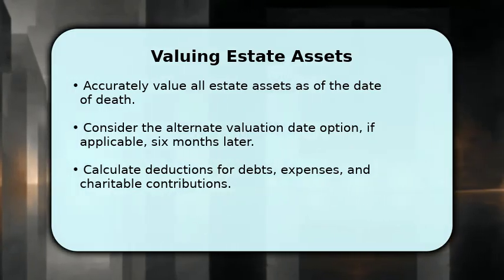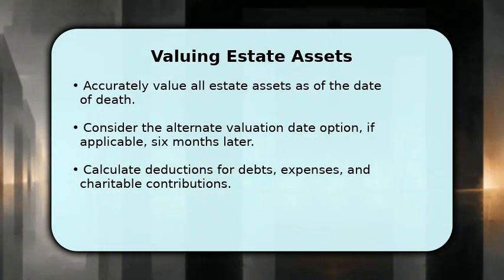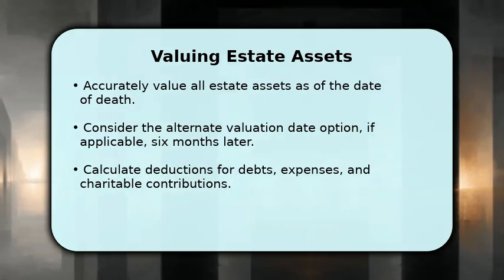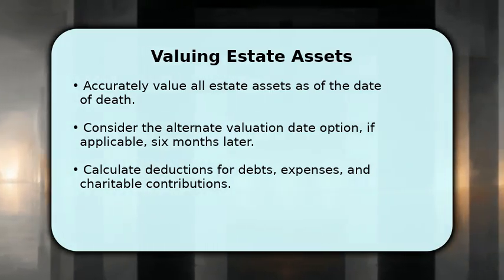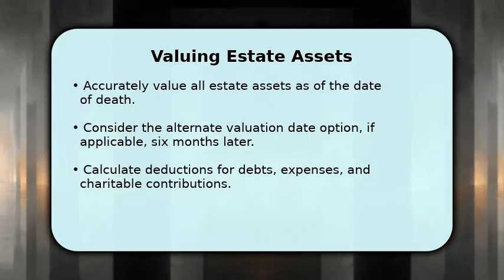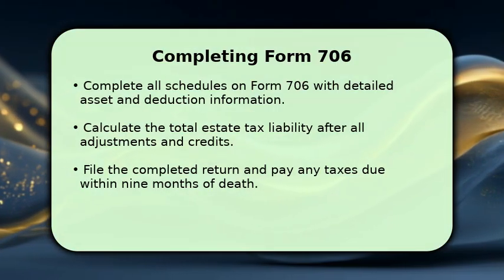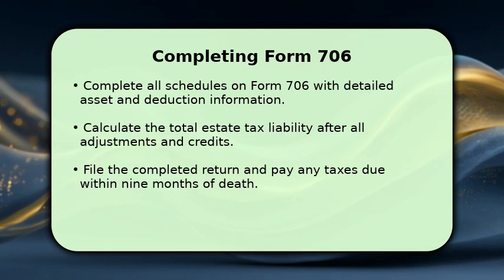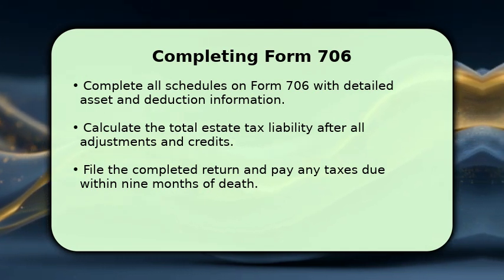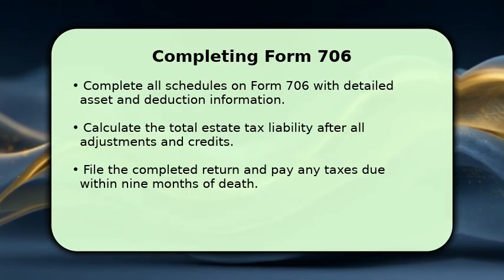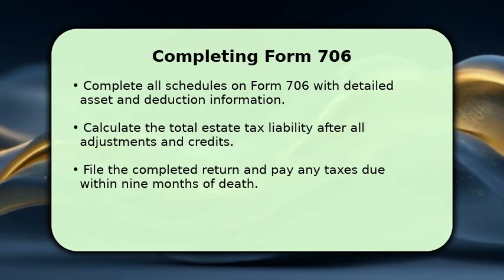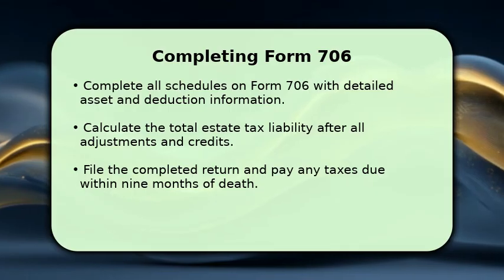Remember to account for allowable deductions, such as funeral expenses, administrative costs, debts, and charitable bequests, to reduce the taxable estate. Once valuations and deductions are finalized, meticulously complete all relevant schedules on Form 706. This includes detailing assets like real estate, stocks, and bank accounts, as well as all allowable deductions.